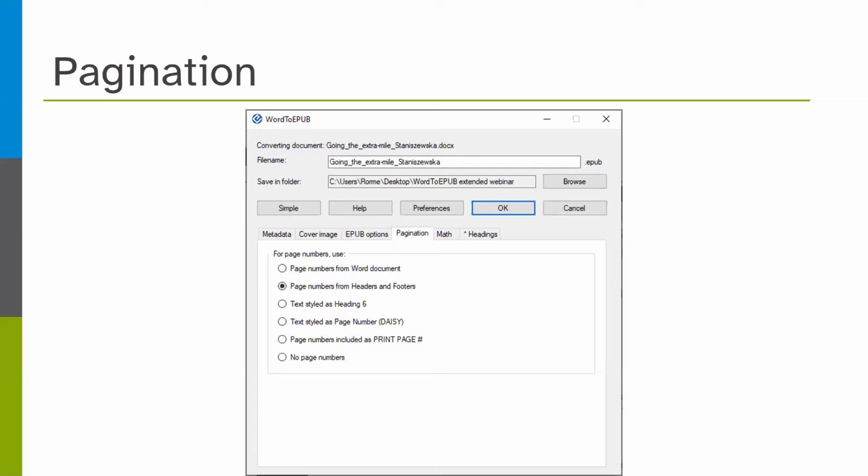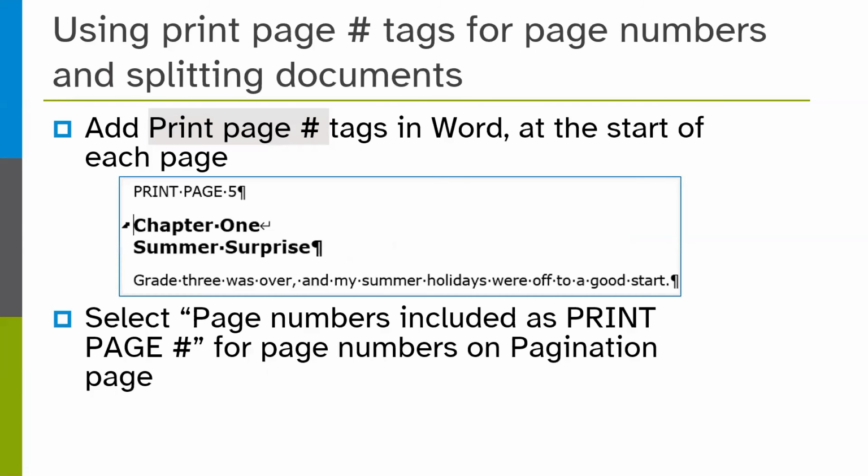And now Nancy's going to explain how at PRCVI they handle pagination in Word documents. The page number is marked up in such a way that it is included in the document, and the number is preceded by the words print page, and it's inserted at the very top of each page, as you can see on the slide, the screenshot.